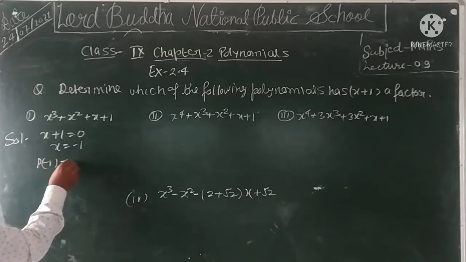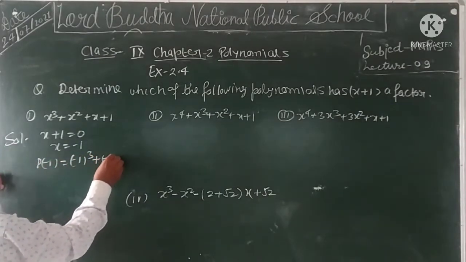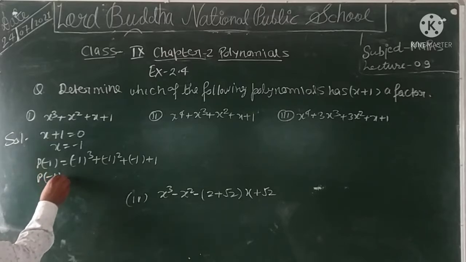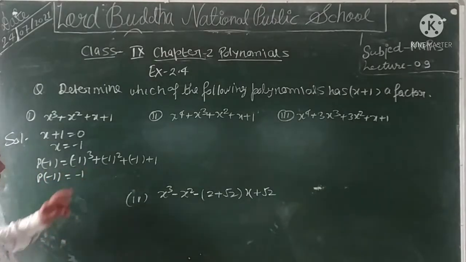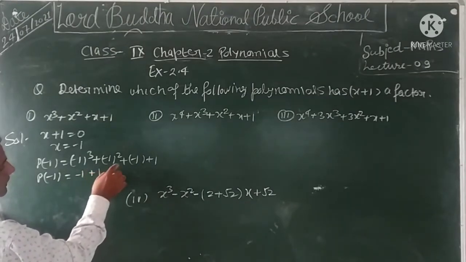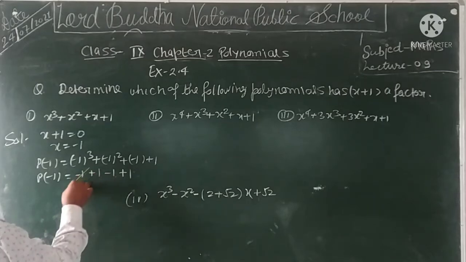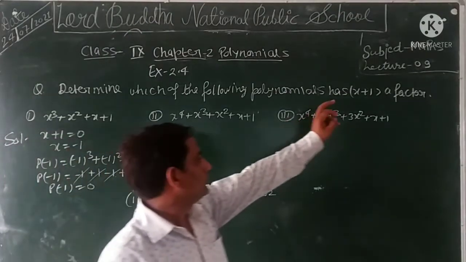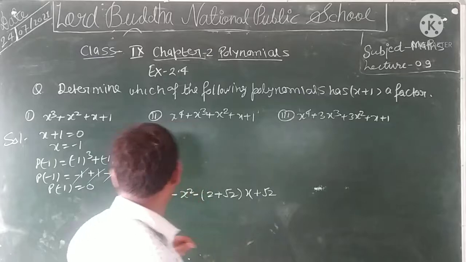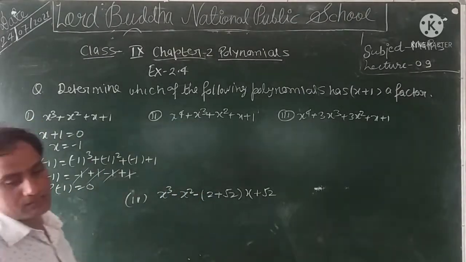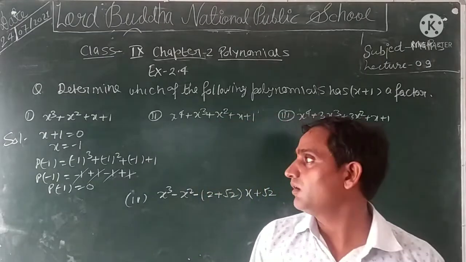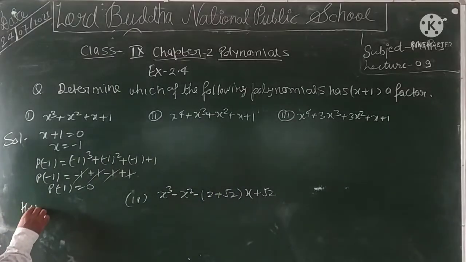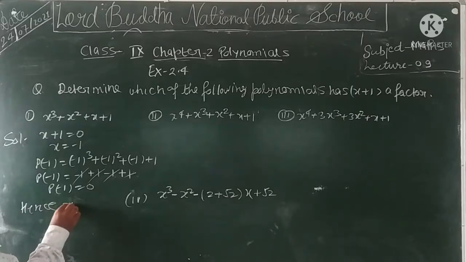So p of minus 1 equals minus 1 cube plus minus 1 square plus minus 1 plus 1. Minus 1 cube means minus 1, minus 1 square means plus 1, and plus into minus is minus. Here the 1s cancel out, so p of minus 1 equals 0, which means at x equal to minus 1 the value of the polynomial is 0. Hence x plus 1 is a factor of this polynomial.